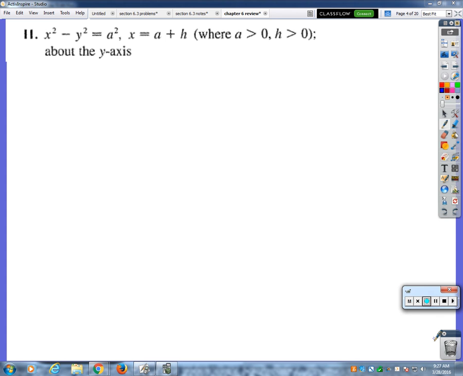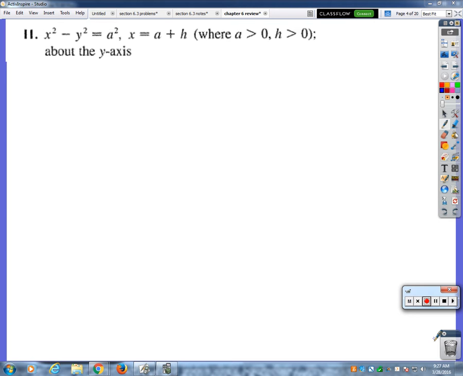Okay, so we're finding the volume of this bad boy here. So x squared minus y squared equals a squared, and y equals a plus h. So a and h are both positive. And we're going around the y-axis. Okay, so if we're going around the y-axis, that means we have to be in an x equals situation, right?